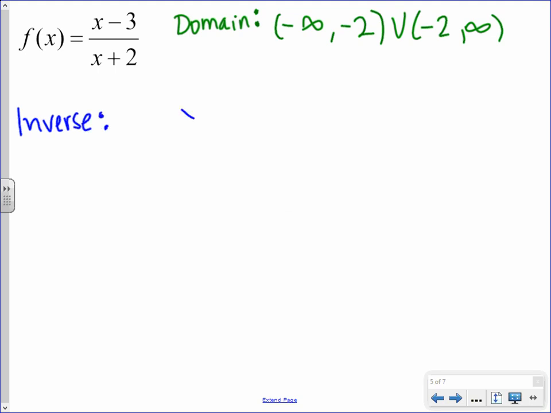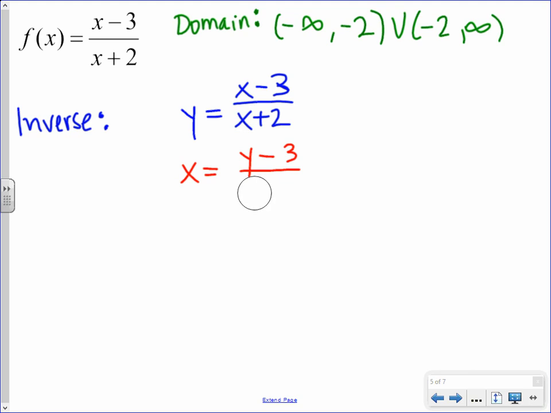Okay? So first thing we're going to do is replace f of x with y. And then we are going to switch x and y. So all of our x's become y's and vice versa. We can write and talk at the same time. All right, we need to solve for y. What's the issue?